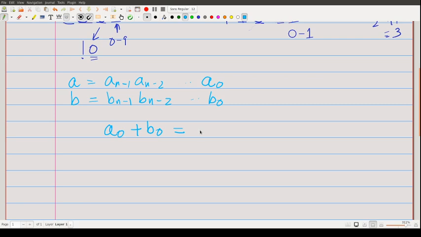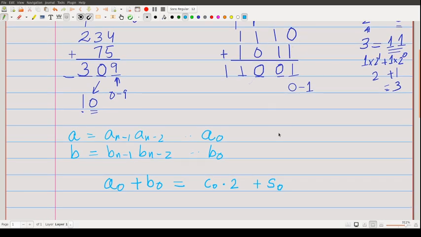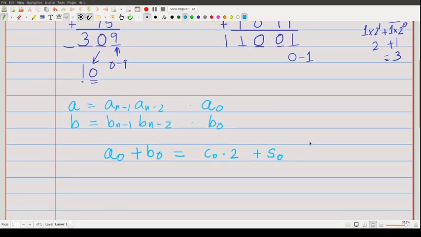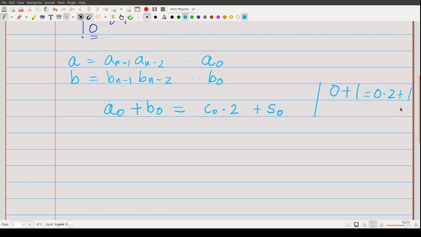We write it as c naught times 2, where we capture the multiples of 2, plus s naught, which is the last digit of our result. So for example, in the first case, when we were adding 0 and 1, c naught was 0 because it's not bigger than 2, and s naught was 1. So in our example, 0 plus 1 equals 0 times 2 plus 1. And so c naught was 0 and s naught was 1.